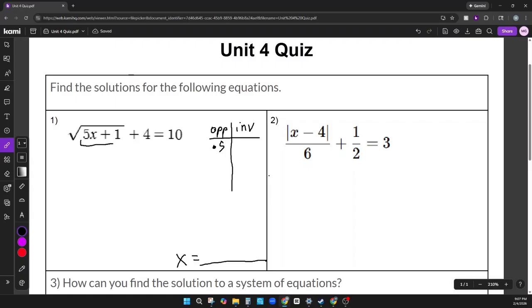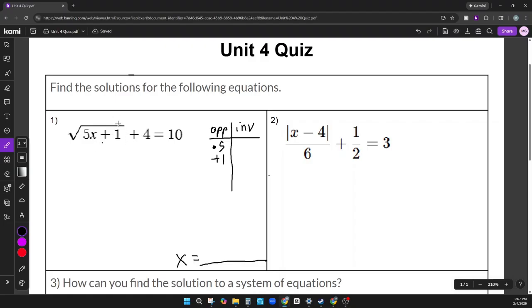Next, I notice that my 5x is under my square root, and I can't deal with anything outside of my square root until I account for everything on the inside first. So what we write is times 5. I got my 5x, and then the next thing that happened is my plus 1. So my next operation would be plus 1.